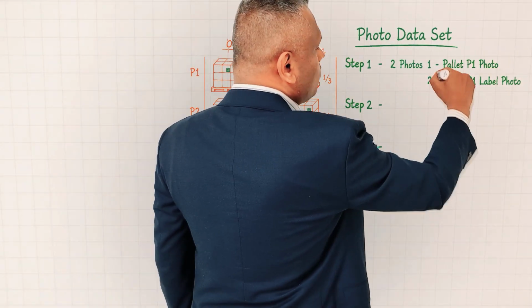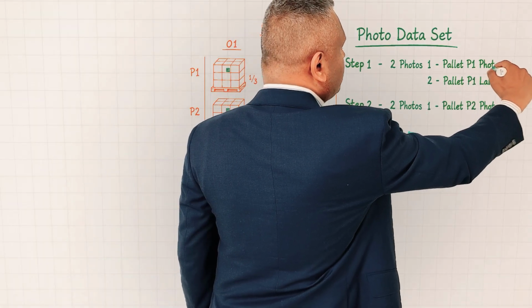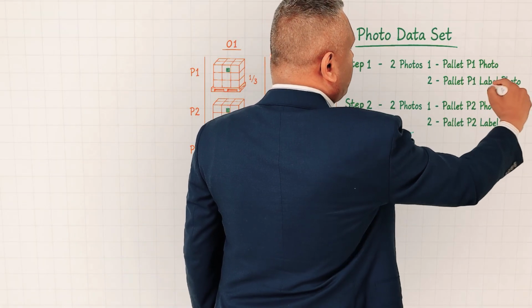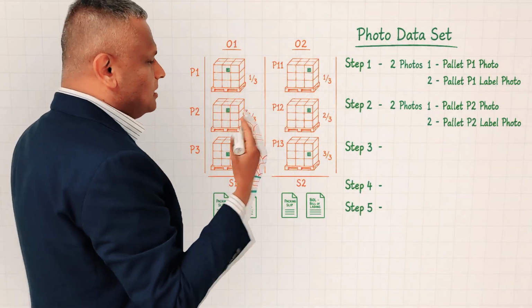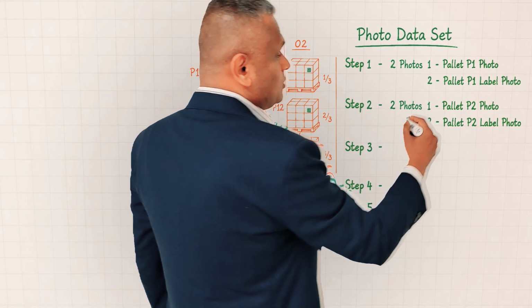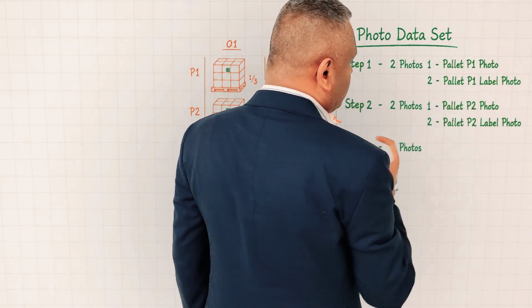Same thing for pallet two, two photos. One is the pallet, and the second one is the pallet label. That tells that, hey, the pallet is perfectly packed and prepped up, and it's got a label as well. Same thing for pallet three, two photos.